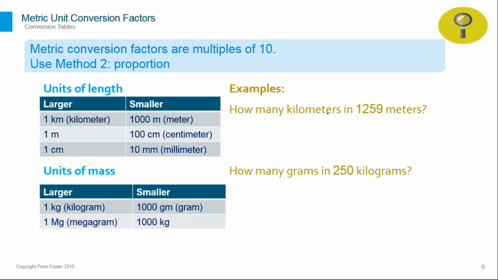How many kilometers in 1,259 meters? So now I know that the question wants us to relate kilometers with meters. I'm going to find the relationship between kilometers and meters. We know that 1 kilometer equals 1,000 meters. So the way I'm going to set up the proportion is as follows. The first fraction would be the factual information. The factual information is that 1 kilometer is equivalent to 1,000 meters.